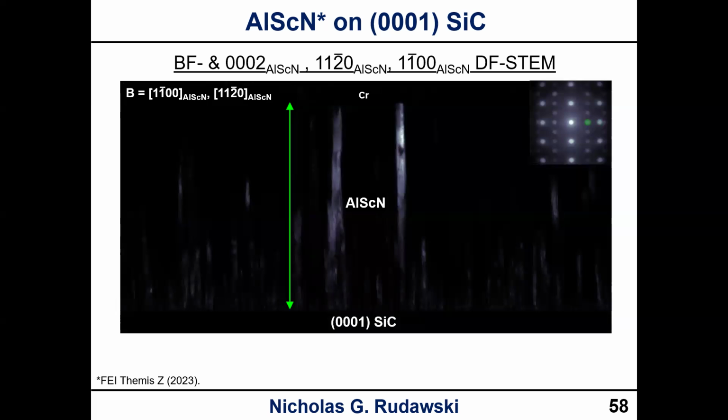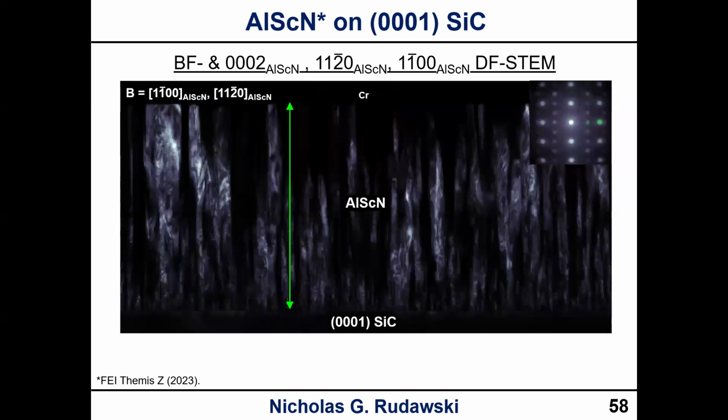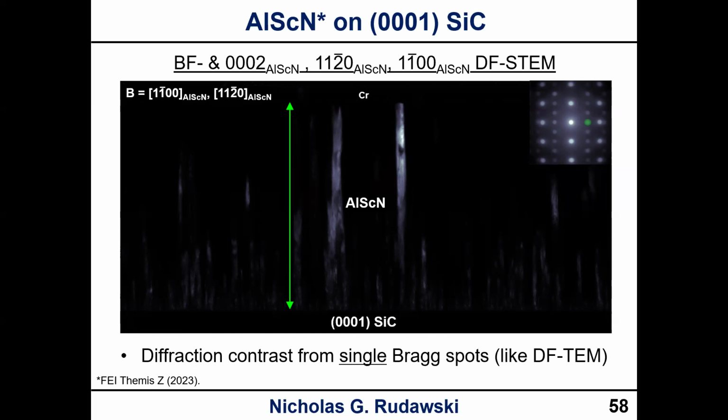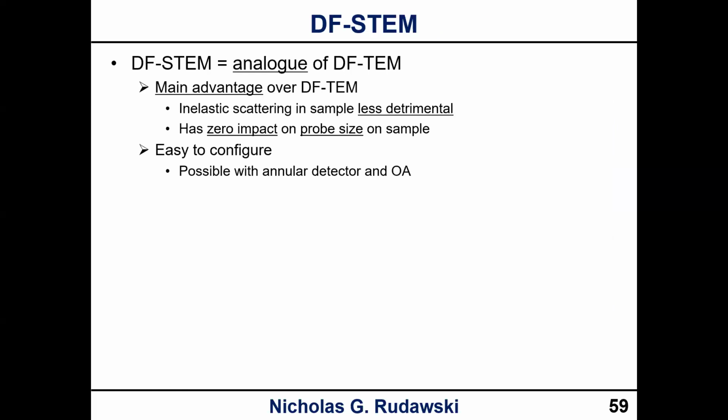So basically, this is kind of like a texture analysis tool in a way, right? We can see we have much more of this orientation than we have of this orientation. Again, this is the in-plane orientation, the zone axis that we're looking into the page or out of the page as it would be. Again, we're getting diffraction contrast from single spots. So this is analogous to dark field TEM. Just like with bright field, this is the analog of dark field TEM. The main advantage being that we don't have the effects of inelastic scattering being as detrimental.